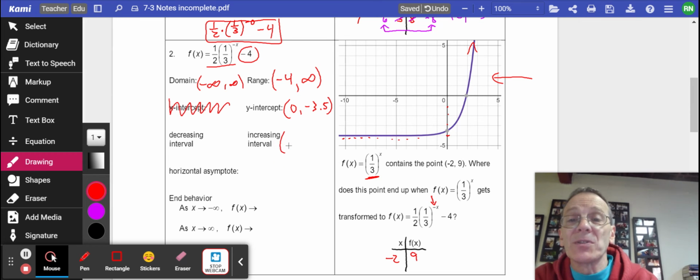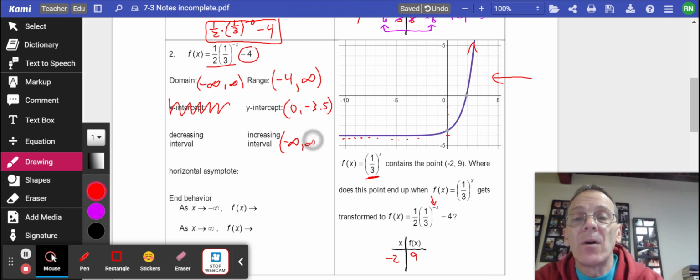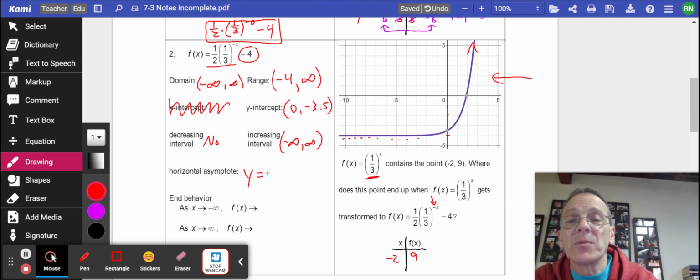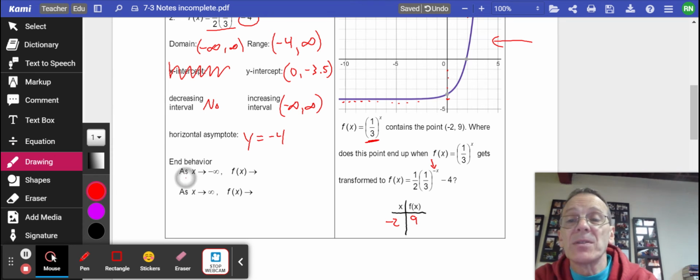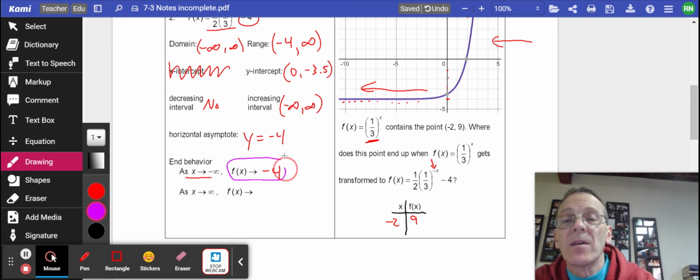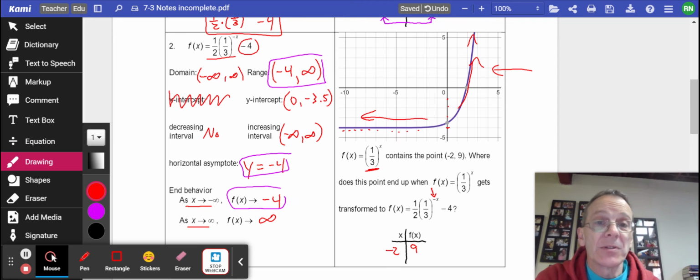Decreasing or increasing: this function is always clearly increasing. The y values are going up all the time. There is no decreasing interval. Horizontal asymptote at y equals -4. One of the end behaviors is also going to be -4. It's this one here. As x goes towards -infinity, the y values get closer and closer to -4. So once again, there's this -4 showing up in all three of these answers. Okay. As x goes to positive infinity, the y values get infinitely large. And that answers all of those questions.